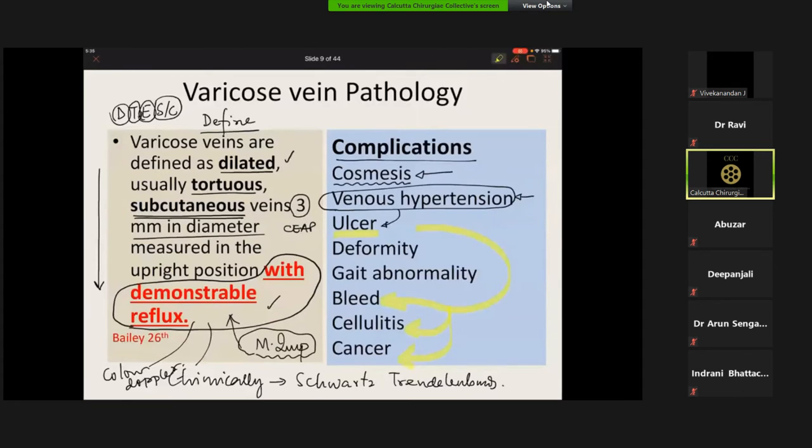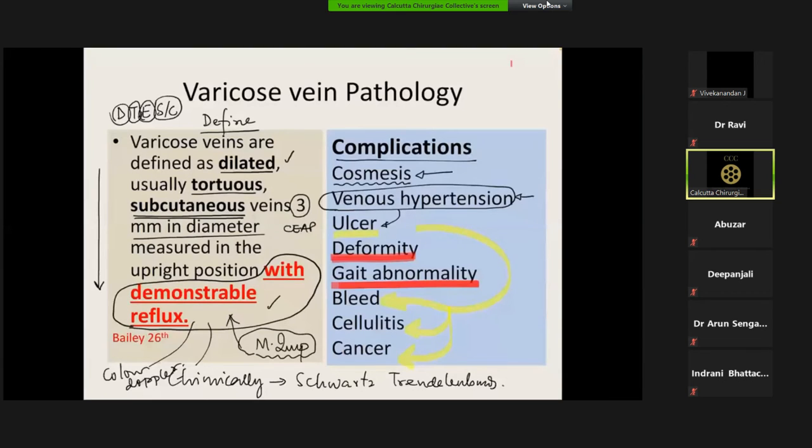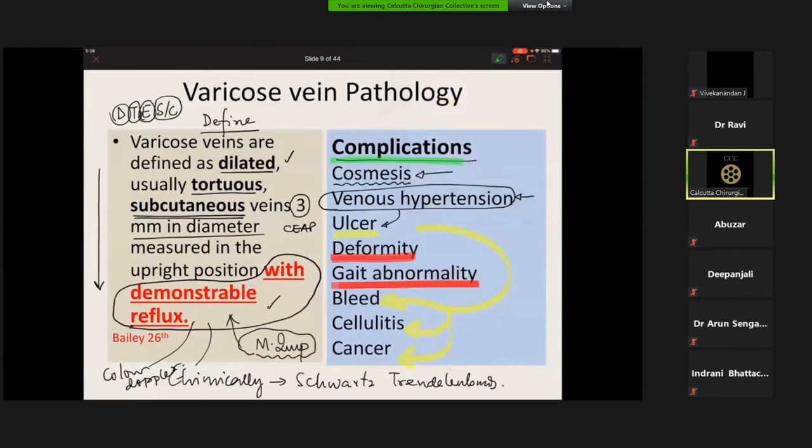Now, venous ulcers, when they heal, can lead to a deformity, which is an equinus deformity, and a gait abnormality because of the deformity. So, if someone asks you what are the complications of a varicose vein, please mind it, the first complication is usually a cosmetic concern, followed by all of these complications. Don't forget to mention bleed, cellulitis, and a Marjolin's ulcer. So these are all the points about what is a varicose vein.